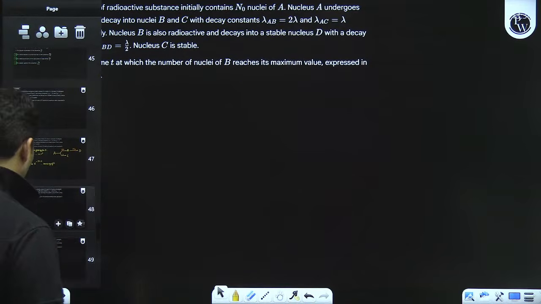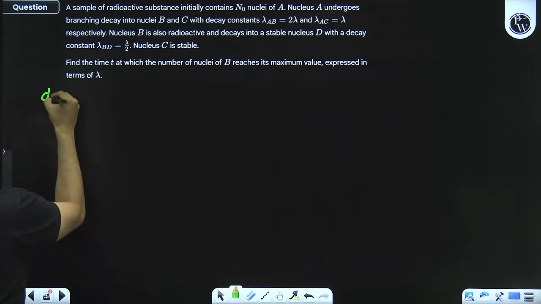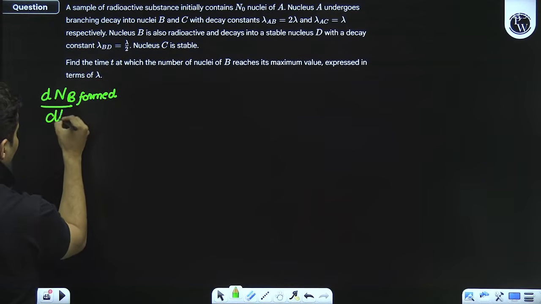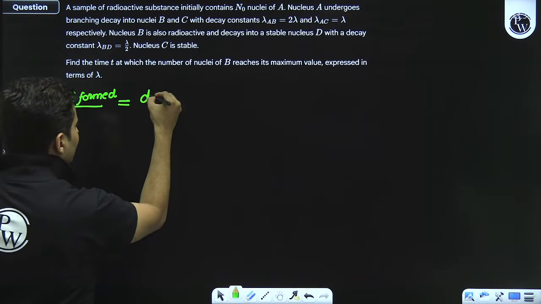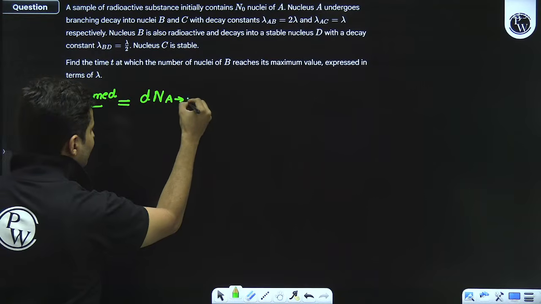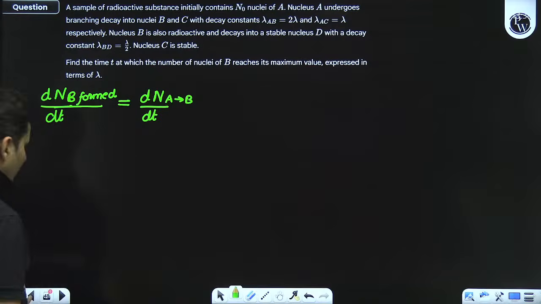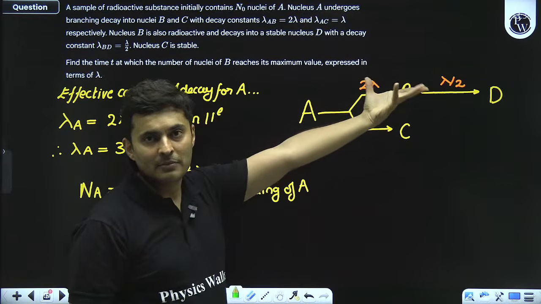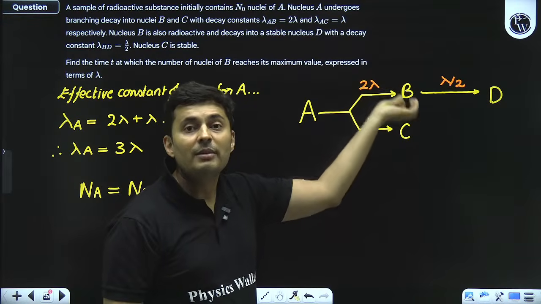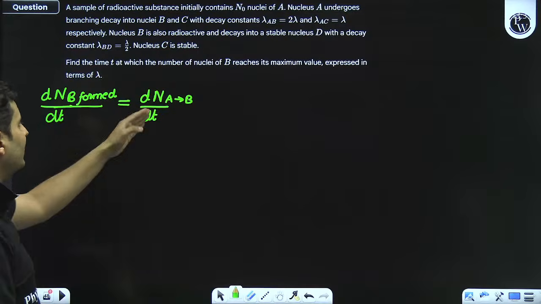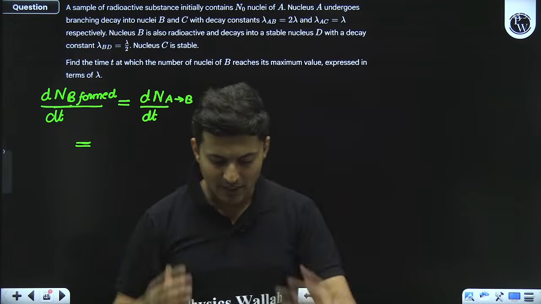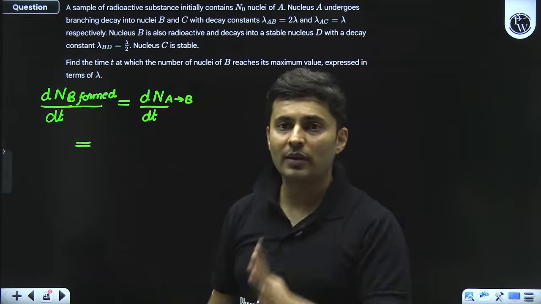Let's focus our attention on B now. How much of B will be formed? The rate at which B will be formed is exactly the rate at which A decays into B. Think about it. Whatever B will be produced will be coming from A decaying into B. So this rate of decay is the rate at which B will be produced, 100%. So basically the rate at which A decays, dN by dt, what is that formula, guys? Decay constant into the number of nuclei at any given time.